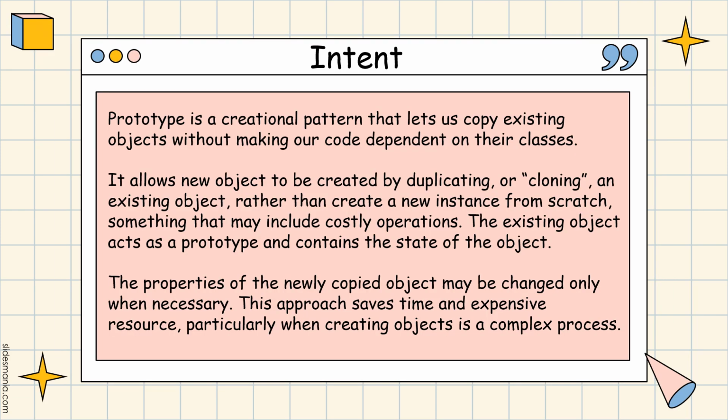For the intent, prototype is a creational pattern that lets us copy existing objects without making our code dependent on their classes. It allows new objects to be created by duplicating or cloning an existing object rather than creating a new instance from scratch, something that may include costly operations. The existing object acts as a prototype and contains the state of the object. The properties of the newly copied object may be changed only when necessary. This approach saves time and expensive resources, particularly when creating an object is a complex process.